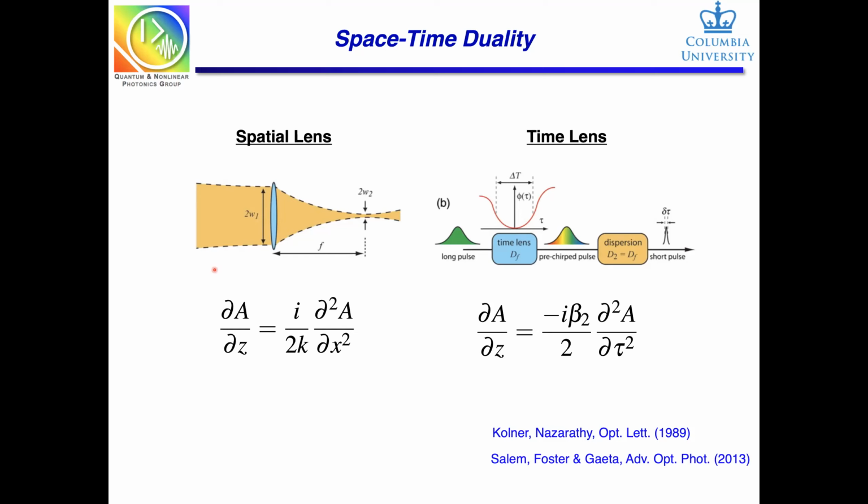And there's a lot of interesting things you can do with this. The way it works is as follows. It's based on space-time duality. What does that mean? Well, if I look at ordinary diffraction of a field, it obeys this Fresnel equation, which probably many of you are familiar with. You have a second order derivative in space. This corresponds to diffraction here. And this is just Fresnel diffraction.